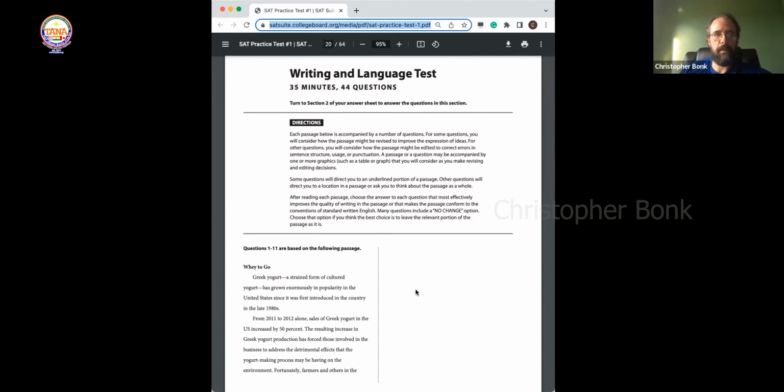And so how this is going to be broken up is that it's always going to be 4 passages. They divide the 44 questions evenly, 11 on each. And they have some sort of a theme. So there is some sort of type of essay that the author is writing, so they all kind of blend together.